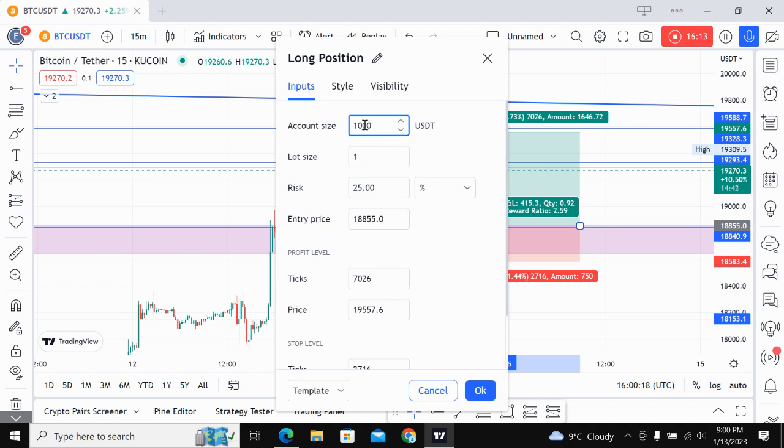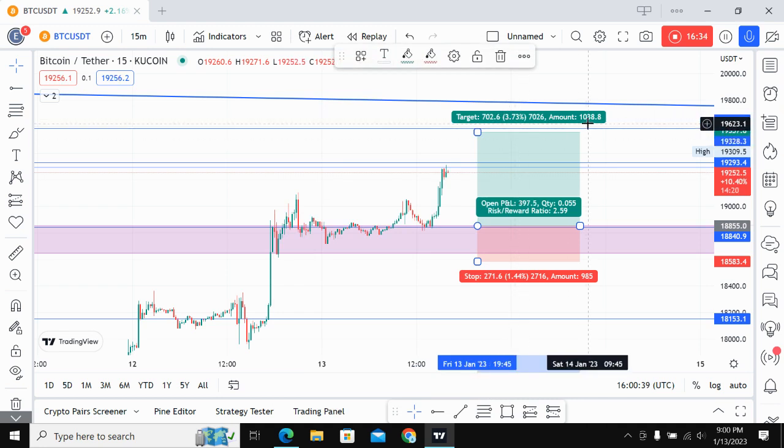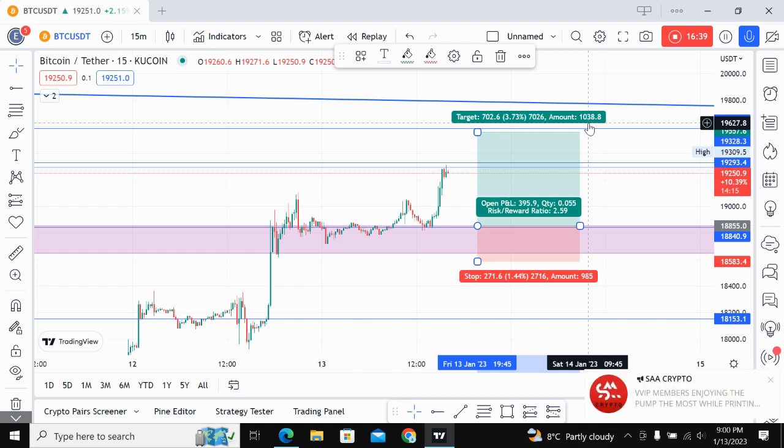Let's say your account is $1,000 and you take a long position and you want to risk, let's say, 1.5% of the total account size, which is $1,000. So it would make $15. You are risking $15 for a profit of $38. So I think that is not a bad thing. It's like risking $15 for a profit of $38. So this is up to you.